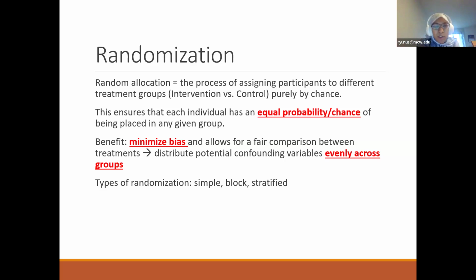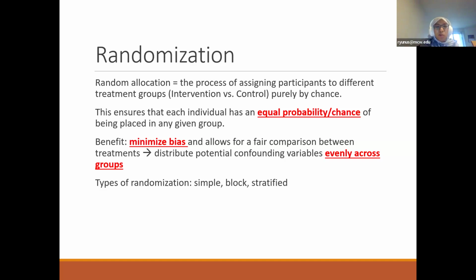What you're trying to do is make sure that every individual or every subject in your study has an equal probability or equal chance of being placed in any given group. So if, for example, you are the PI and you like this person, therefore you want to put him in the intervention group, that violates the rule of randomization. When you say random allocation, that means it's kind of unpredictable. Everybody is put either in the intervention or control group purely by chance, and everyone has an equal chance of being in the first or second group.